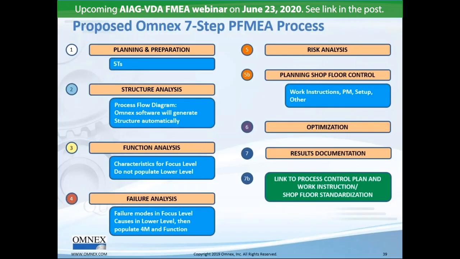So these are the 7 steps that will work very nicely and very similar to what we have been doing for a long time.